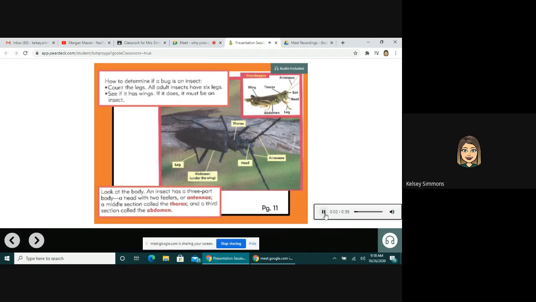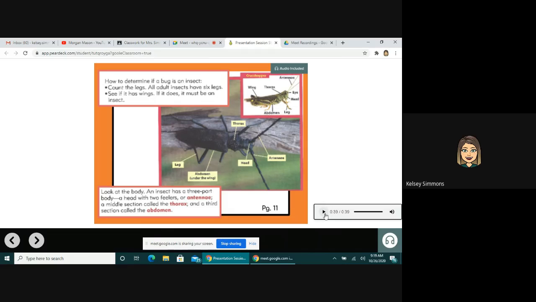How do we know if a bug is an insect? Here are some ways that you can tell. Count the legs. All adult insects have 6 legs. See if it has wings. If it does, it must be an insect. Look at the body. An insect has a 3-part body, a head with 2 feelers or antennae, a middle section called the thorax, and a third section called the abdomen. Study the diagram to see the different parts of an insect.